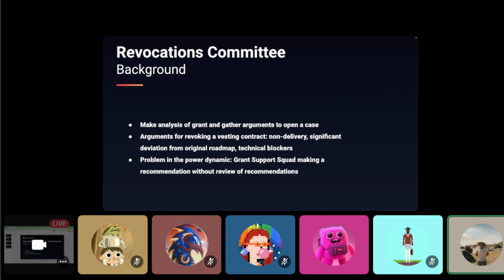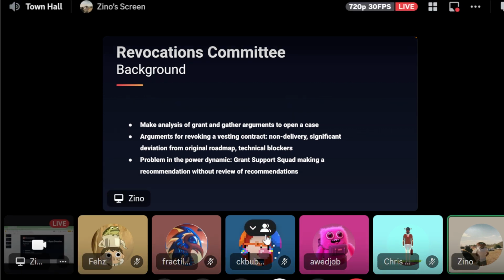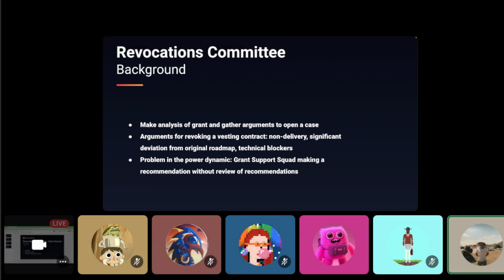The idea is to provide some context about why the committee was created and what is changing with this governance proposal, the Revocations Committee process. Today, we analyze the grant, and if we detect concerns in the project, for example, if they are not delivering, or if they changed considerably the original roadmap voted by the community, or if the project is considerably at risk because they have technical blockers, we make a recommendation to the DAO committee to pause or revoke the vesting contract. Then the DAO committee executes the recommendation.